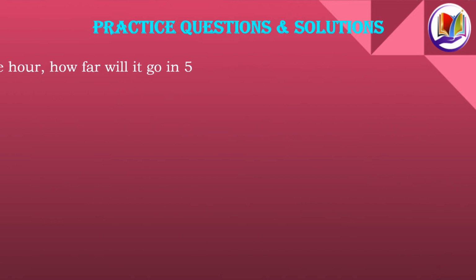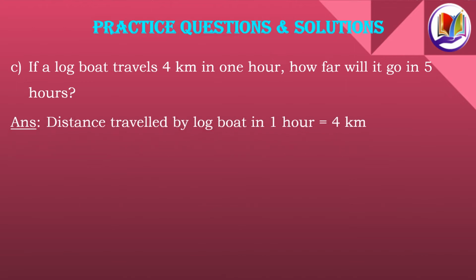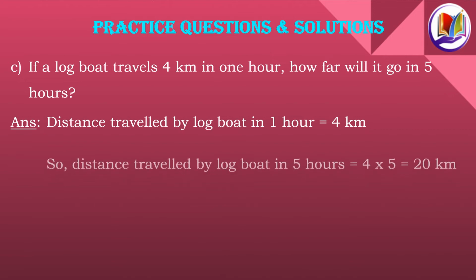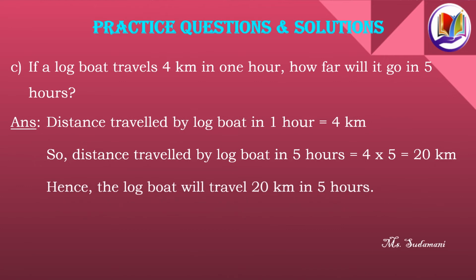Moving to the next question, children. If a logboat travels 4 km in 1 hour, how far will it go in 5 hours? Well, distance travelled by logboat in 1 hour is 4 km. So, distance travelled by logboat in 5 hours, that is, the time is more. So, whenever we need to find more, what do we do? We multiply. So, 4 multiplied by 5 equal to 20 kilometer. Hence the logboat will travel 20 kilometer in 5 hours.